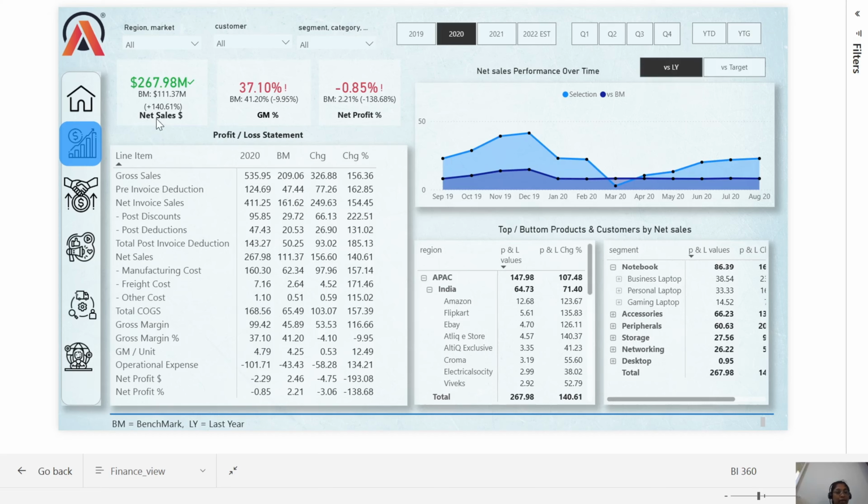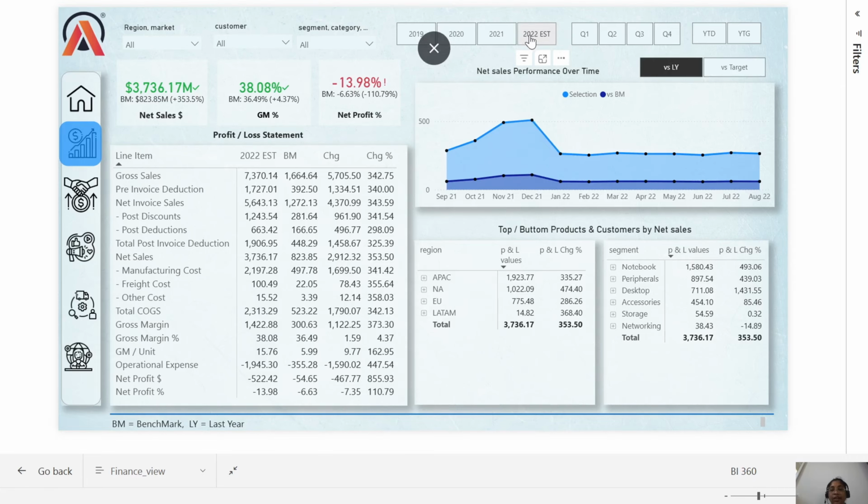Then moving to the KPIs, the key KPIs displayed here are net sales, GM percentage and GM, and net profit percentage, which together help evaluate the company's growth and profitability. In addition, there is a profit and loss statement that gives a clear view of the company's overall financial results. Moving to the line charts, they compare the current year trend with the benchmark, helping to visualize the performance change over time. Finally, I have included two tables here, one showing top and bottom customers, another showing top and bottom products, based on sales and profit performance.